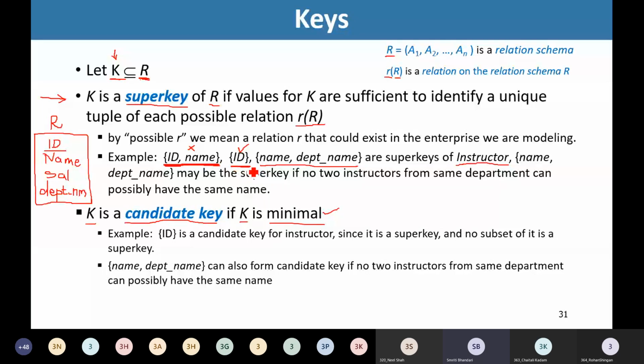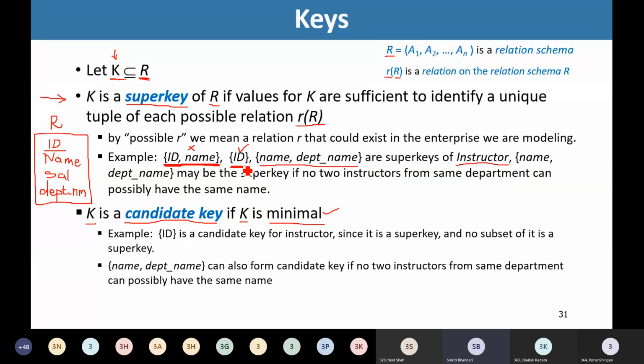So now let us talk about this ID. If I consider this super key ID, whether this can be my candidate key? Yes, this can be my candidate key. Why? Because ID is a single attribute here in my set and there is no subset of this set which is also a super key. So I can say that ID can be the candidate key for my instructor relation.